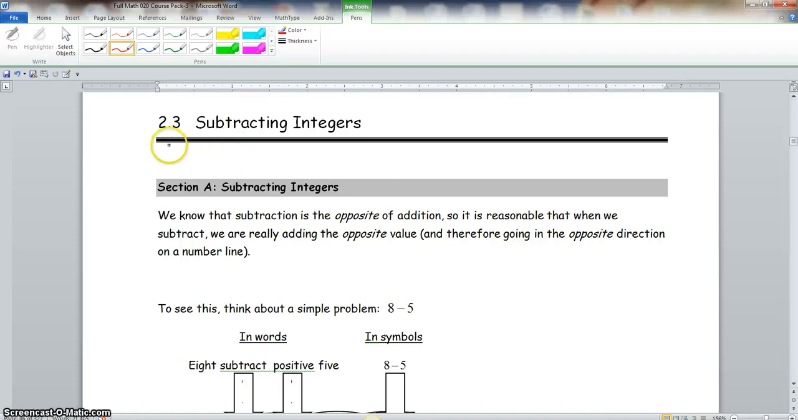Okay, class, we have section 2.3, subtracting integers. Section A, subtracting integers. We know that subtraction is the opposite of addition, so it is reasonable that when we subtract, we are really adding the opposite value, and therefore going in the opposite direction on a number line. To see this, think about a simple problem, 8 minus 5.